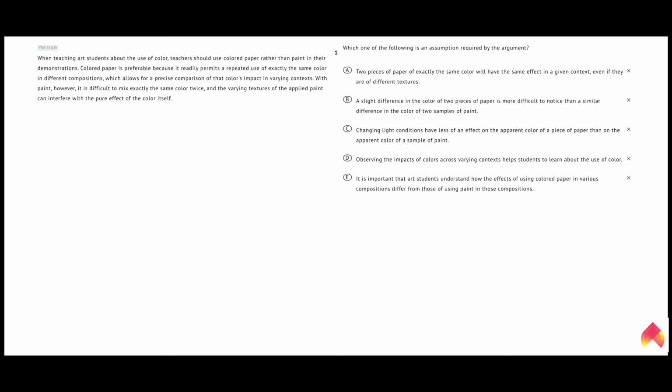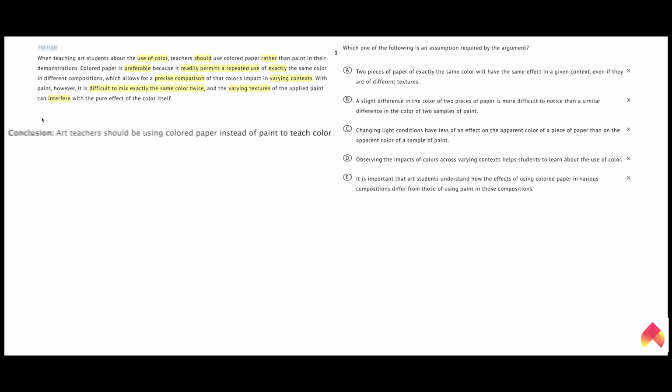Okay, so our second one is Practice Test 65, Section 4, Question 20. And it says, when teaching art students about the use of color, teachers should use colored paper rather than paint in their demonstrations. Colored paper is preferable because it readily permits a repeated use of exactly the same color in different compositions, which allows for a precise comparison of that color's impact in varying contexts. With paint, however, it is difficult to mix exactly the same color twice, and the varying textures of the applied paint can interfere with the pure effect of the color itself.